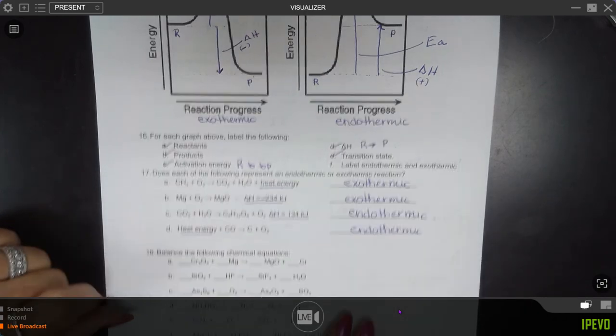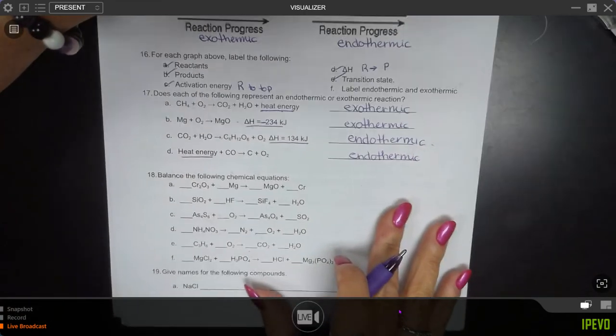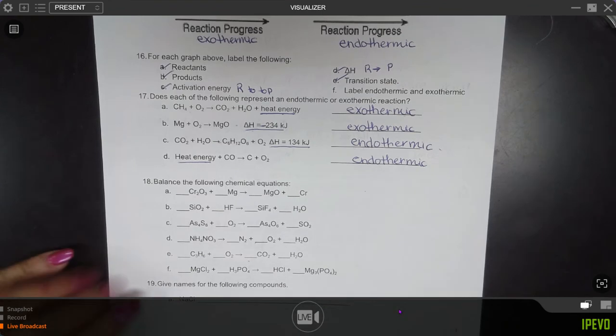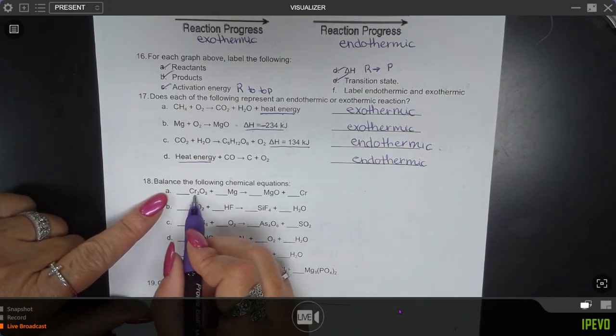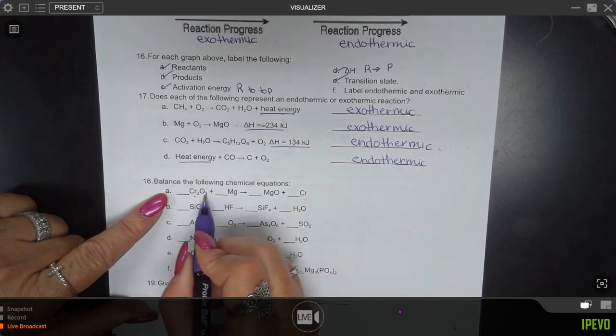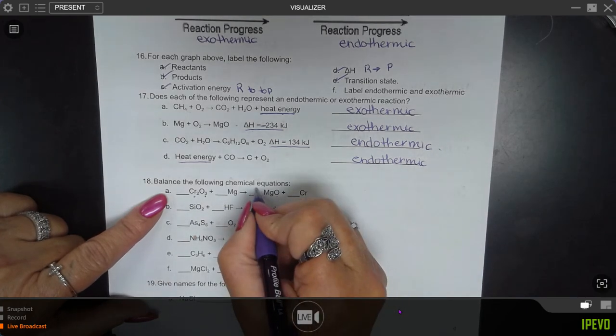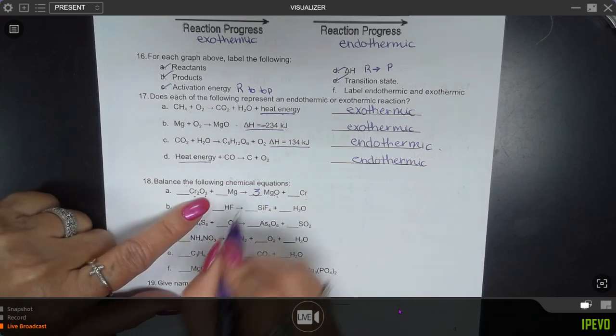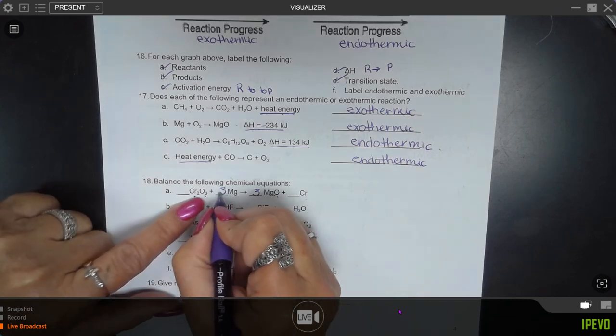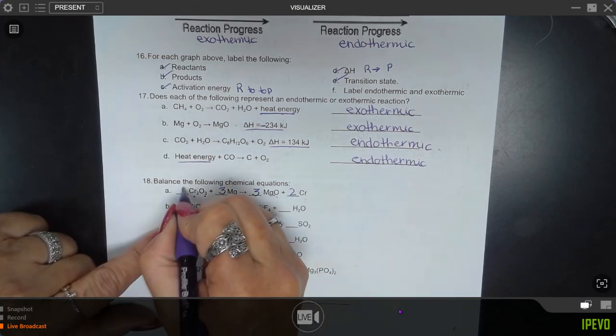All right. Let's see. Ooh, balancing. Let's see if we can balance these. So let's see. We have 2 chromium, 1 chromium, 3 oxygen, 1 oxygen. So I'm going to do a 3. So that gives me 3 oxygen on each side. That gives me 3 magnesium and 2 chromium. So 1, 3, 3, 2.